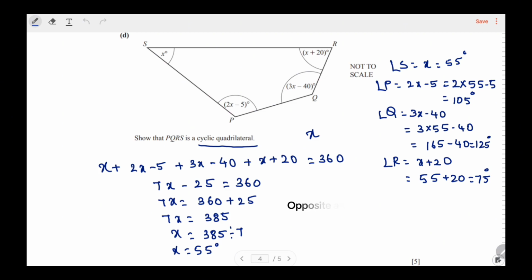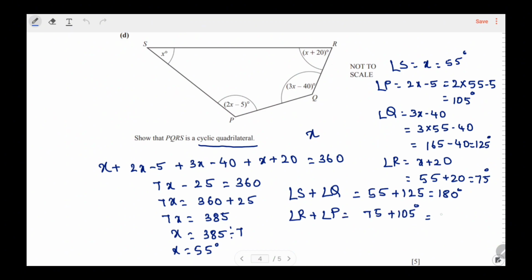Okay. In case of a cyclic quadrilateral, opposite angles sum up to 180 degrees. Let's check this condition for this given quadrilateral. The opposite angles are S and Q. So angle S plus angle Q is equal to 55 plus 125. Yeah, we got it as 180 degrees. The other two opposite angles are angle R plus angle P, which is 75 plus 105, which is again 180 degrees. Therefore, we can say that the given quadrilateral is a cyclic quadrilateral.